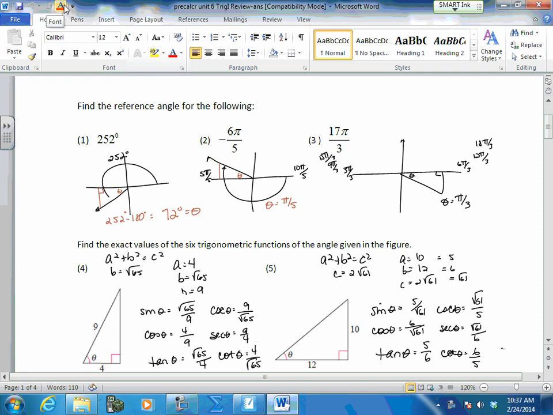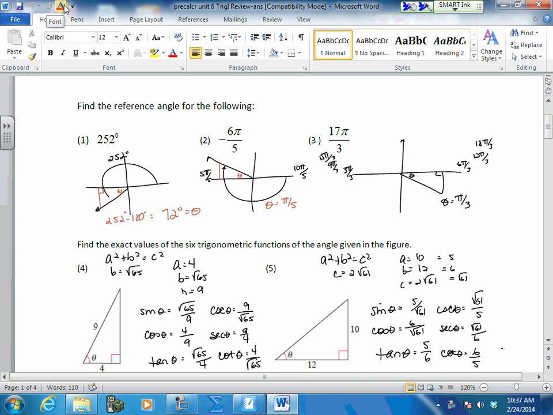All right, so a lot of these we did on Friday. We'll just go over them so that you're understanding what to do here. Reference angle, and the reference angle is the angle that exists between the terminating side and the x-axis.